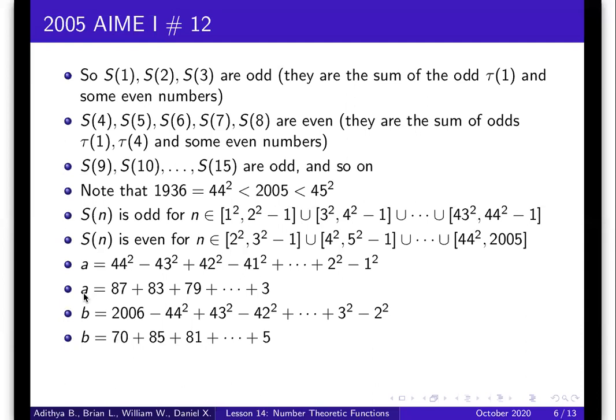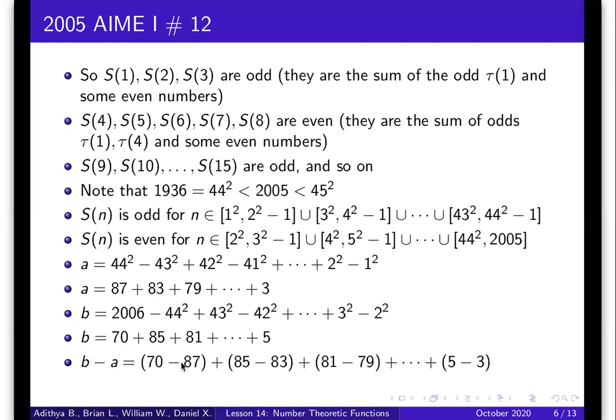So if you'll see here, we have a sum for A and a sum for B, and they have the same number of terms. Each of these lines up, as you can verify. So when we take the difference B minus A, we can subtract the corresponding terms: 70 minus 87, then 85 minus 83, then 81 minus 79, down to 5 minus 3.